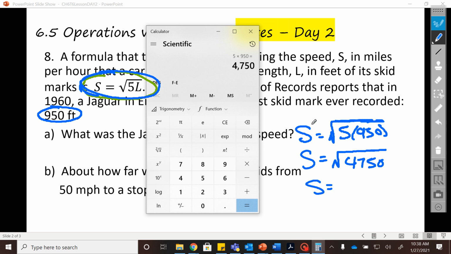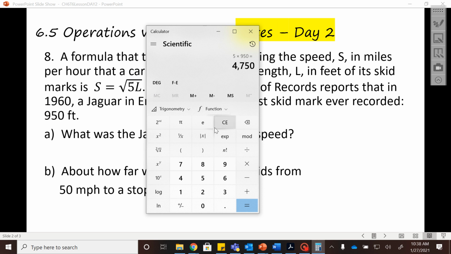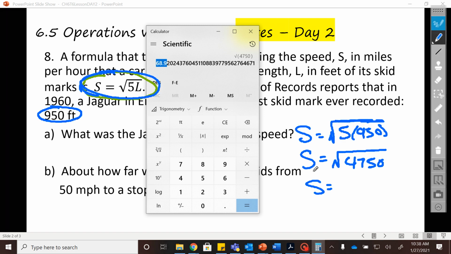Now I can actually calculate that in my calculator by taking the square root of 4750. So I'm going to hit the square root button, and I get 68.9. I'll go ahead and round that to 69 just for fun. So this will be 69 miles per hour. So if the skid mark of the car was 950 feet, then the formula says that the speed must be 69 miles per hour.